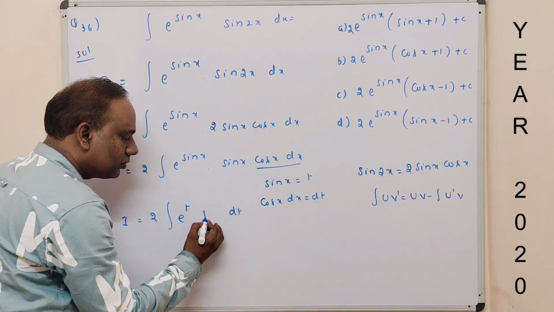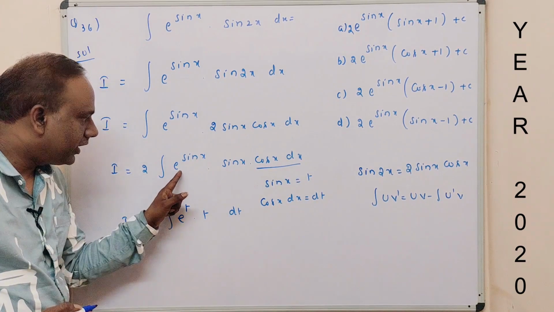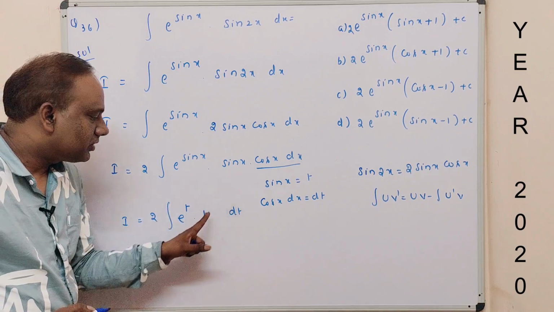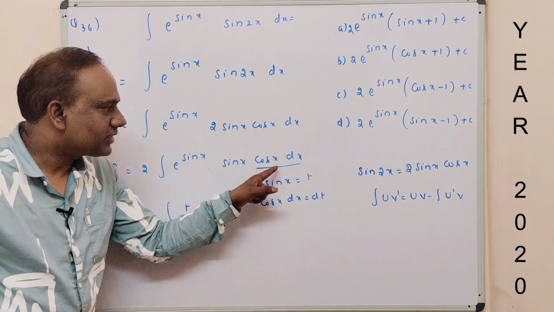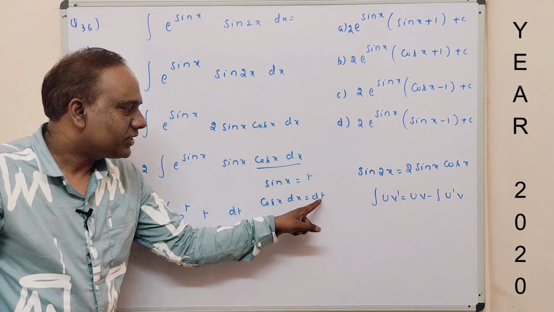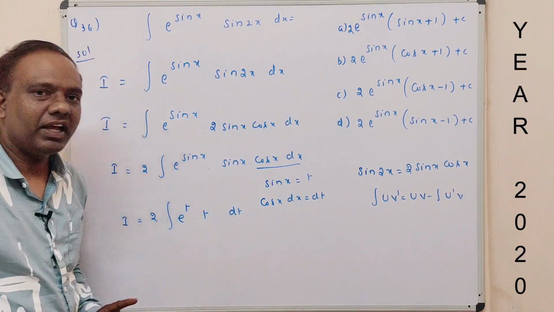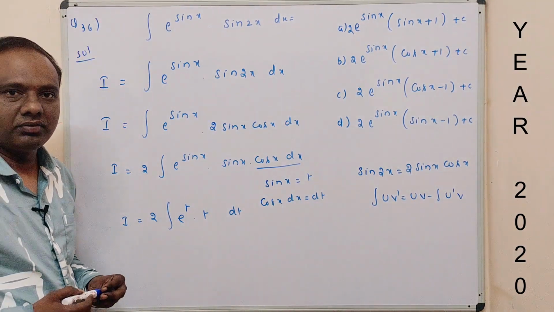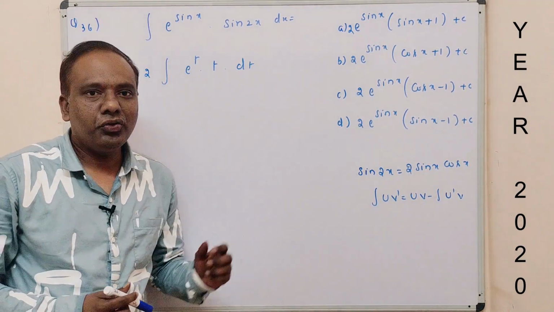That means it is e power t into sin x, and sin x is equal to t. So e power t into this is also t. It is cos x into dx, and cos x into dx is dt. I substitute here. Now I'll continue here.